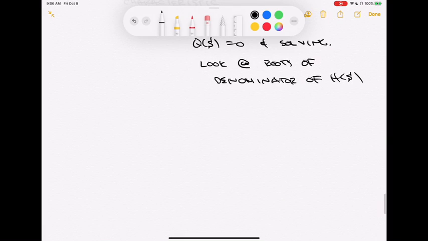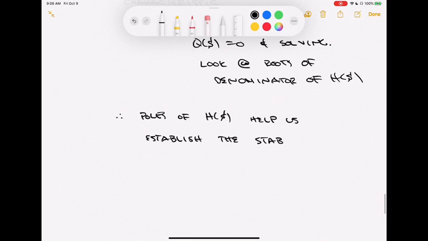So let me just state that as well. We could say, therefore, the poles of h of s help us establish the stability of the system in exactly the same way that we had talked about way back in chapter 2. If all your poles are in the left half plane, you got an asymptotically stable system. If even one is over in the right half plane, you got an unstable system.